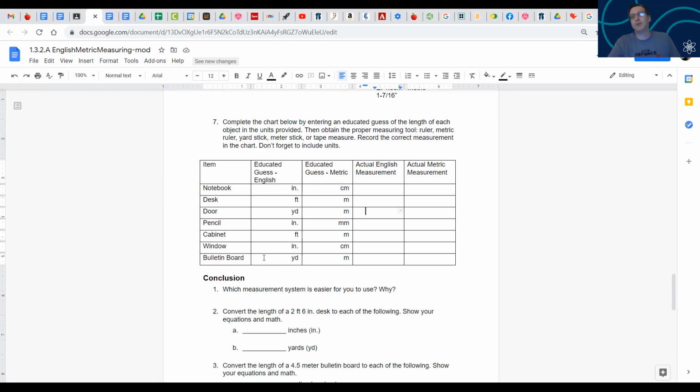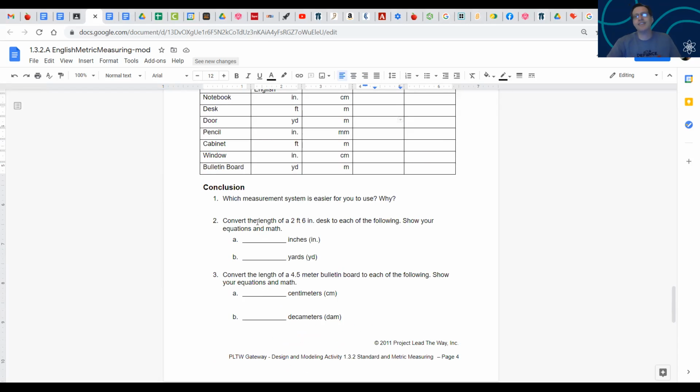Now, you might not have a bulletin board at home. Some people do, some people don't. If you don't have one, just write, I don't have one. I assume you all have a window, a cabinet, a pencil, a door, a desk, and a notebook somewhere in your house. And frankly, you can substitute a table for a desk if your family isn't a big dedicated desk family.